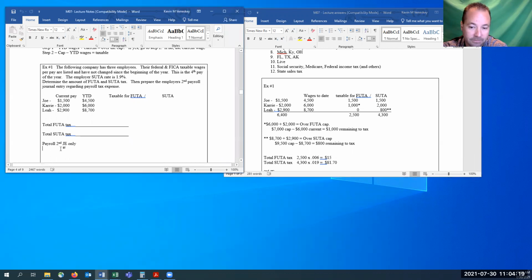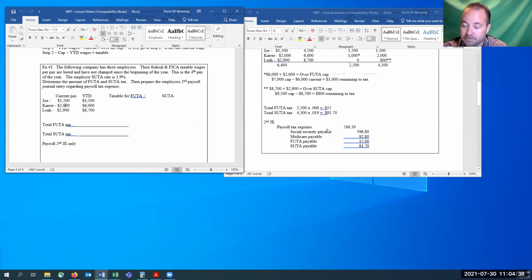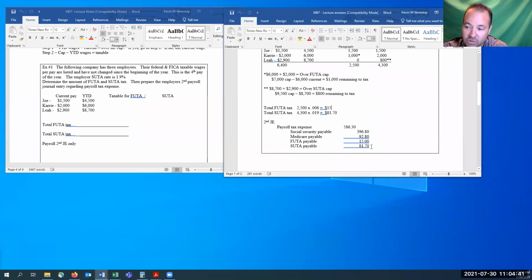Now the payroll journal entry, the second payroll, we're going to still do our Social Security and Medicare, but those are going to be easy because nobody has come even close to the Social Security cap. So we're just going to add up our current wages and then multiply that by the 2 rates for Social Security and Medicare. And then we already have the FUTA and the SUTA. So if you add up all of these, 1,500 plus 2,000 plus 2,900, multiply that by 6.2%, that's where I got this. And then the payroll tax expense, remember that's just you adding all of the extra taxes that the employer has to pay.